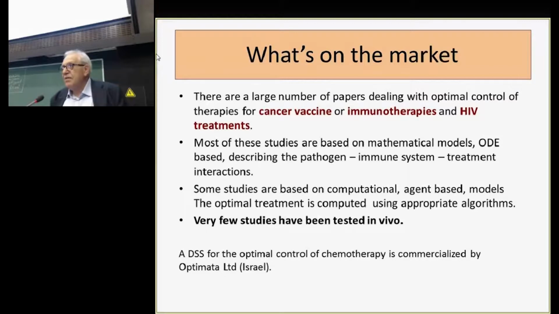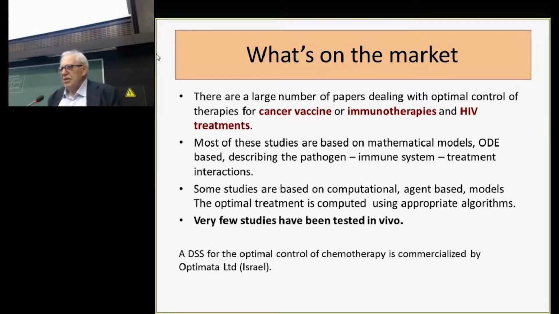Very few tests in vivo, but someone has already done a market on that. I mean, probably you know. Sphere with Optimata, they have it on the market. The virtual patients. I mean, they do chemotherapy, I guess. They have this great model of cancer growth, and they've done it.